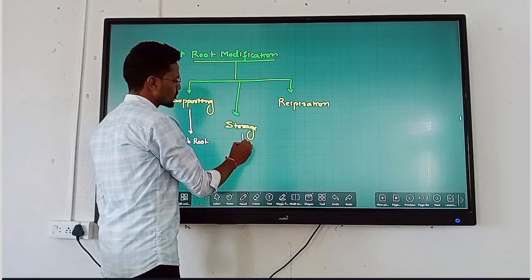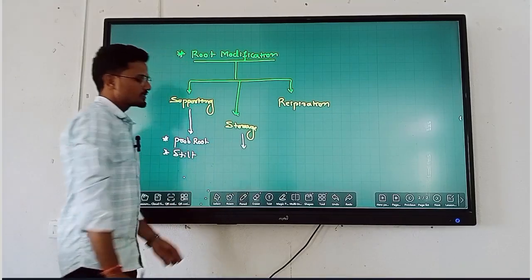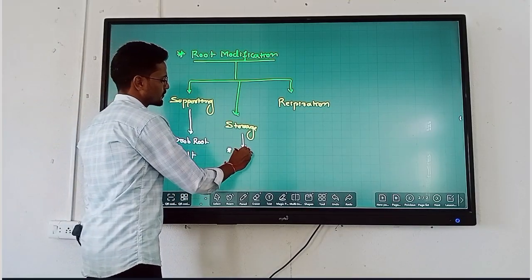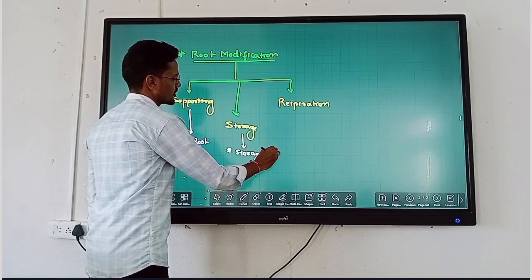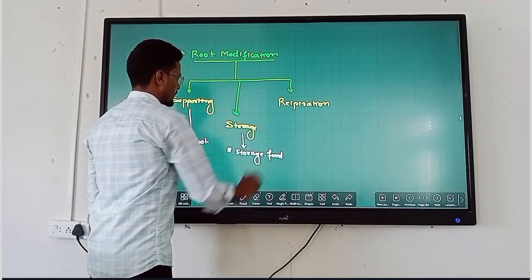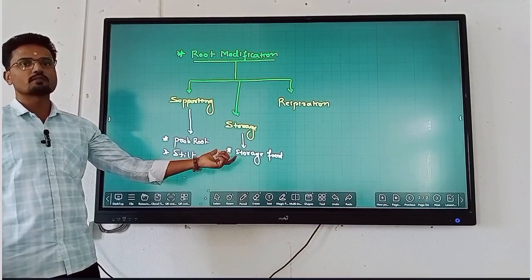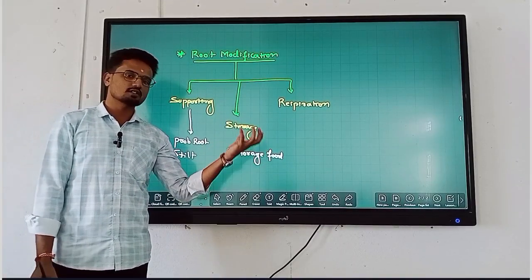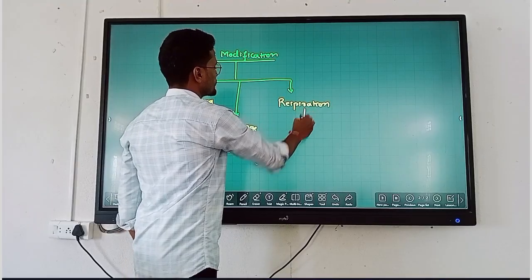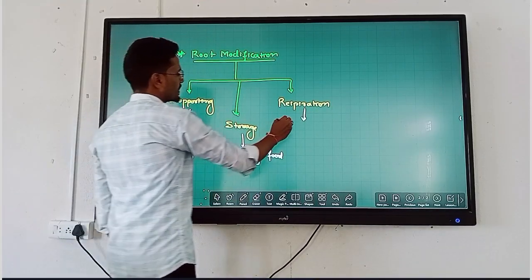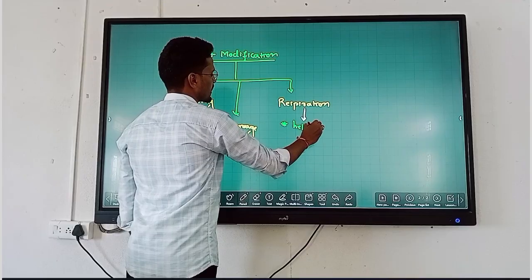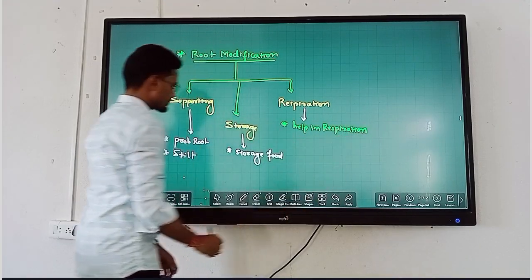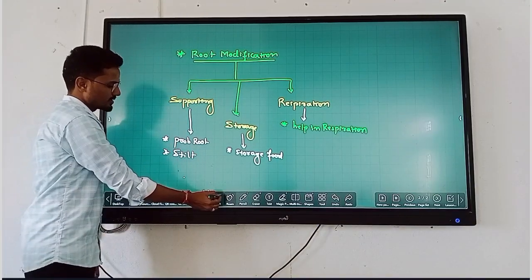When we see the storage, these are the modifications of root where they store food. They make themselves bulbous and store food in the form of starch. Next is respiratory roots. They help in respiration.